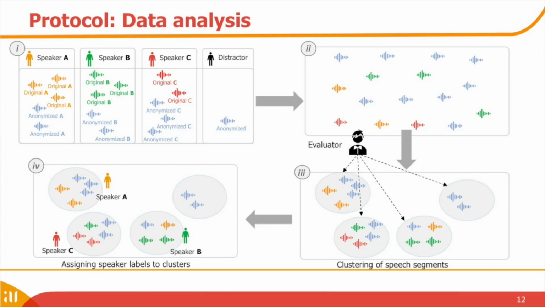2. Stimuli are randomly distributed on the interface. 3. An evaluator arranges the stimuli into different clusters. And 4. For each cluster, a principal speaker is identified. For 4, we identified 2 principal ways to identify the cluster centroid, or the proto-speaker of a cluster.